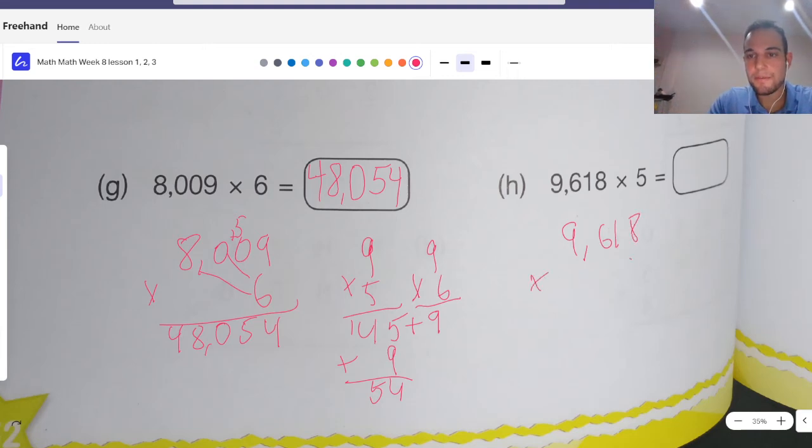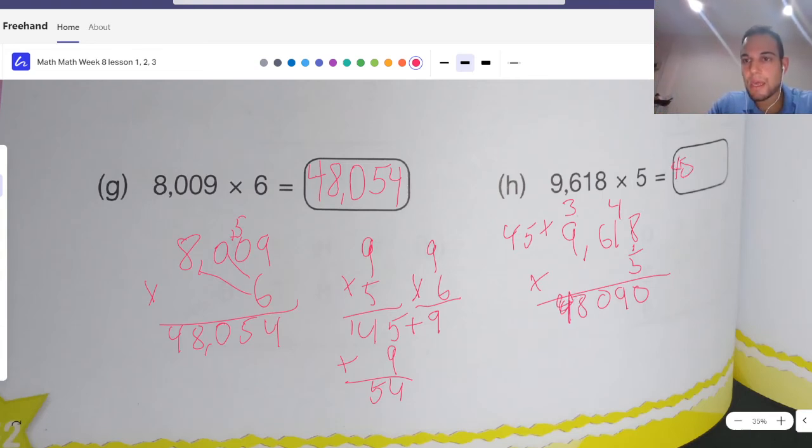All right, last one. 9,618 times 5. I like 5s. They're so easy. 5 times 8 is 40. 5 times 1 is 5. Plus 4 is 9. 5 times 6 is 30. So we have a 0, carry the 3. 5 times 9 is 45. 45 plus 3 is 48. Yes, that is a 4. 48,090. All right, that's it.